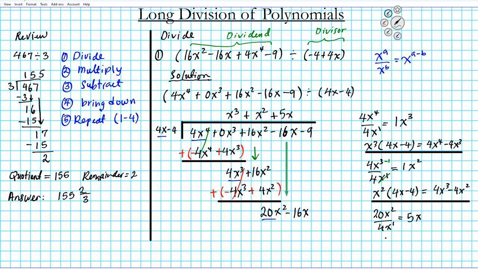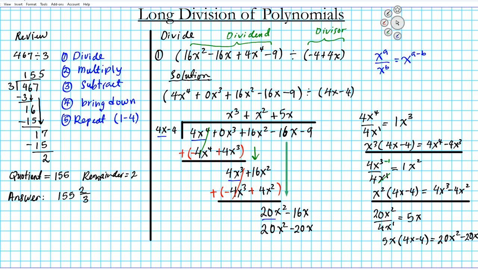And then you multiply that term with your divisor, 4x minus 4. Distribute that out. And then you get 20x squared minus 20x. Put it underneath this quadratic binomial. So that's the multiply step.